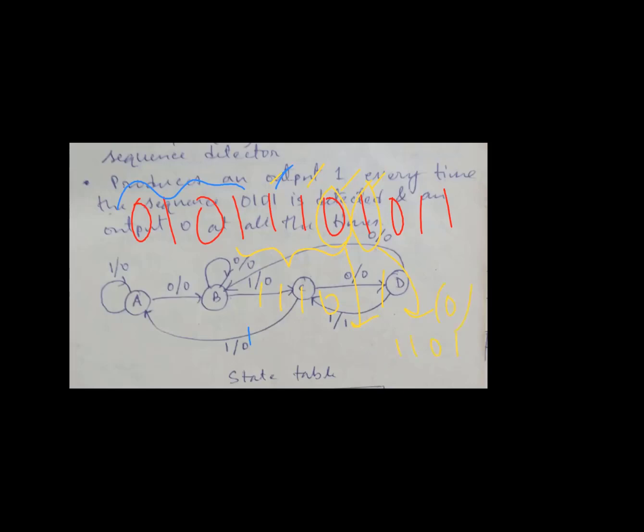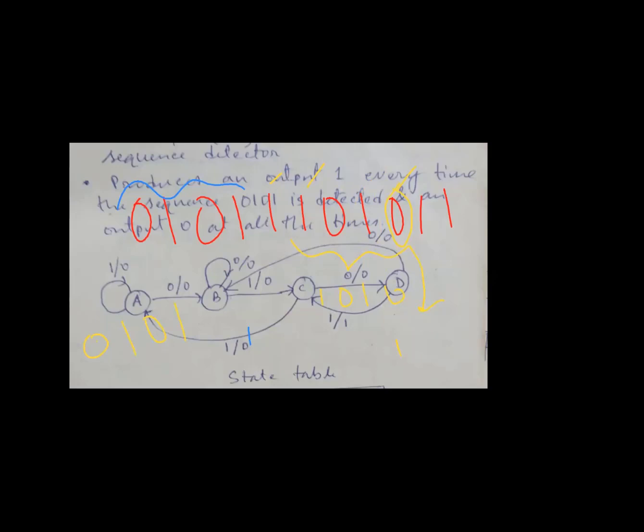Okay. In this way, when we scan this 0, the last 4 bits are 1010. That means the sequence is not achieved, because remember, the sequence is 0101. So for this 0, output is 0.